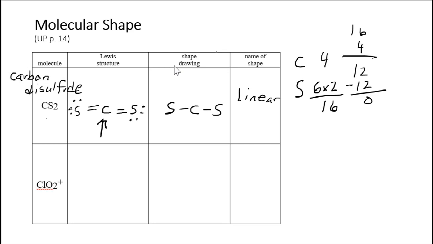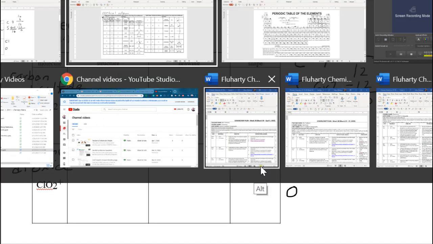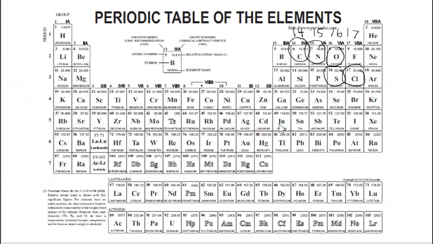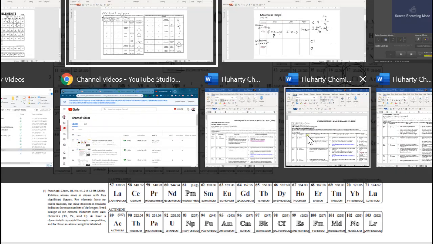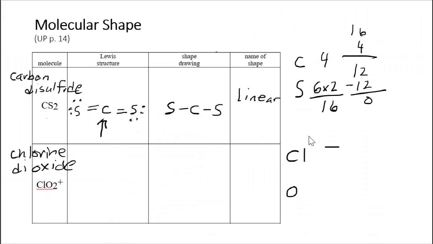We have a chlorine with two oxygens. That's chlorine dioxide. Okay, so we've got chlorine and we've got oxygen. We go to the periodic table. Chlorine is in column 17. 17 minus 10 is 7 electrons. Oxygen is in column 16. That's 6, but there's 2 of them. Okay, 7 plus 12 is 19.